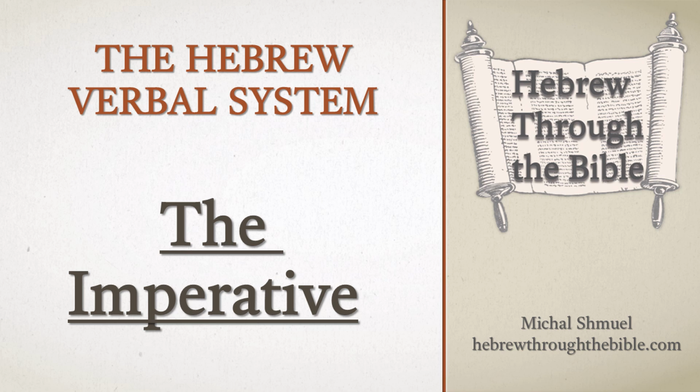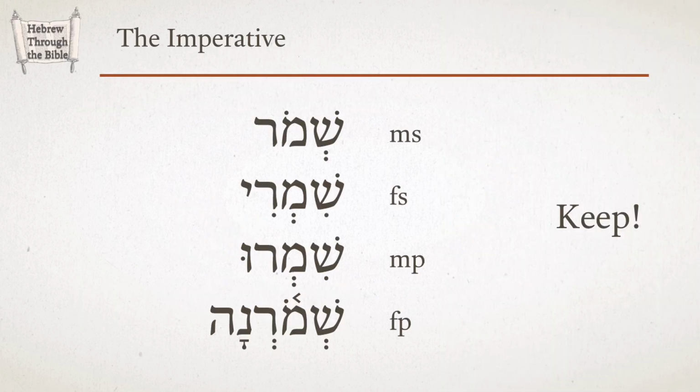Let's in this lesson learn about imperatives. Here is what the Hebrew imperatives look like. These are the command words if you want to give a command to someone. In Hebrew, the forms are shemor, shimri, shimru, shemorna.